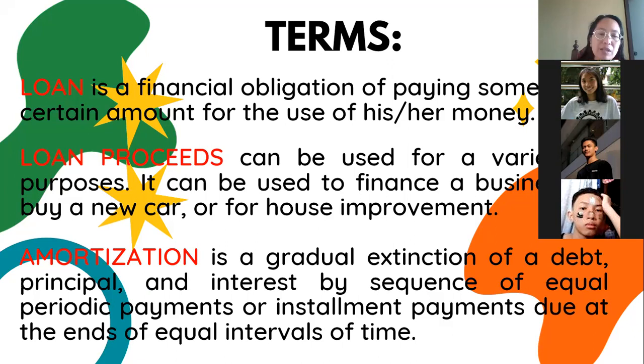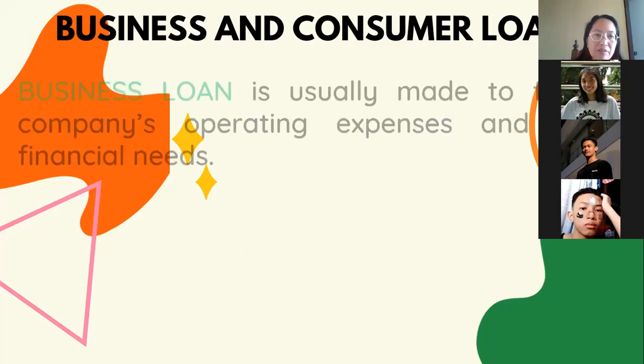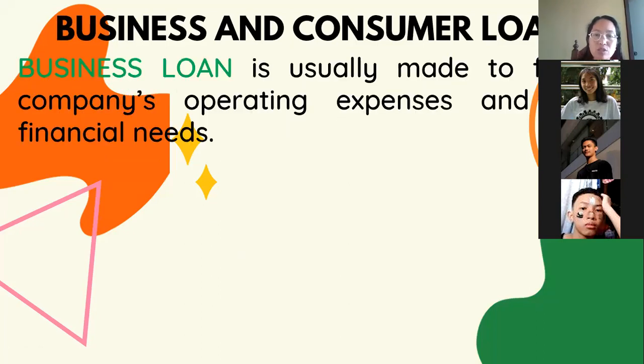So unti-unting nababawas, di ba, yung monthly na binabayad mo dun sa niloan mo, yung tinatawag na monthly amortization, na nababawas dun sa main principal din. Okay? Then what is business and consumer loan? Okay, so this is the difference between the two. When we say business, fund a company's operating expenses and other financial needs, meaning kaya nga siya tinawag na business. It's a loan which can be used in a business. So pwedeng i-finance kung ano man yung operating.